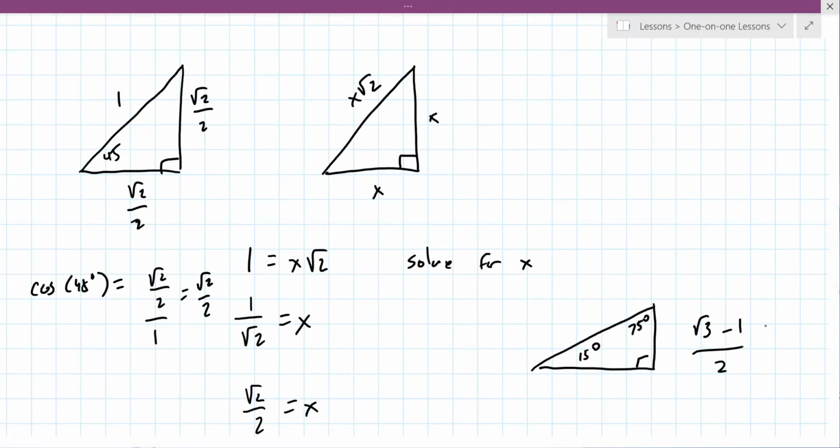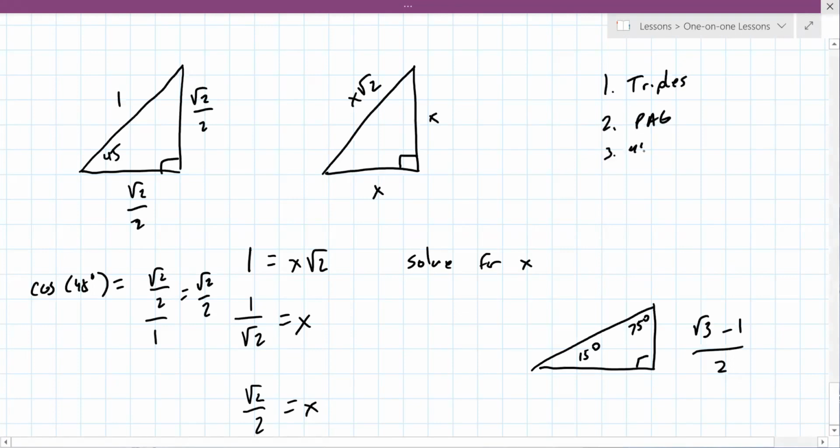Are there other special right triangles? Not really. It starts with the triples, which are the ones that work out nicely. Then there's the Pythagorean Theorem. And then there's the 45, 45, 90. And then there's the 30, 60, 90. And then you're done with right triangles.